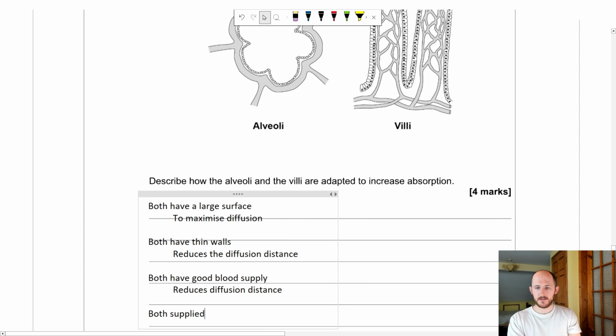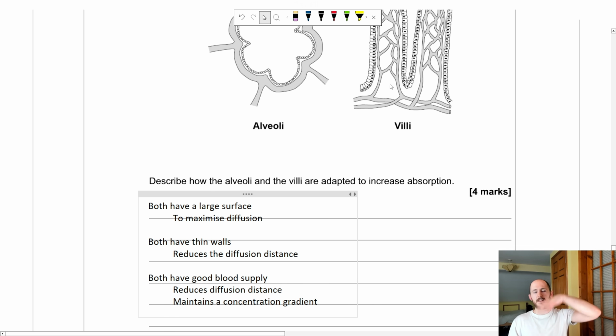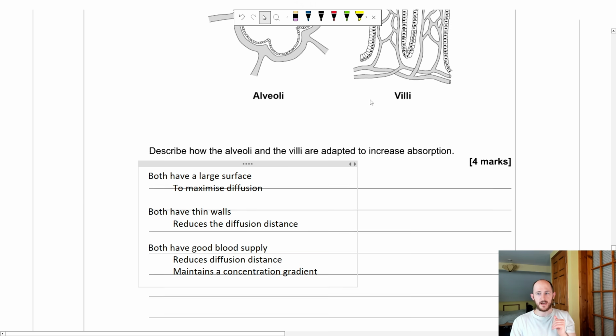Both supplied by, I mean, another thing you could say is both have good capillary network. I'm actually going to, instead of repeating myself, write the next one here. This would be an extra point as well, but this also means it maintains a concentration gradient. So the idea here is, if you're having this exchange of materials, so to speak, so gases or minerals or whatever, you don't want the concentration gradient to dip. You want there to be a constant big gap, so that way you maximize the amount of diffusion you have.